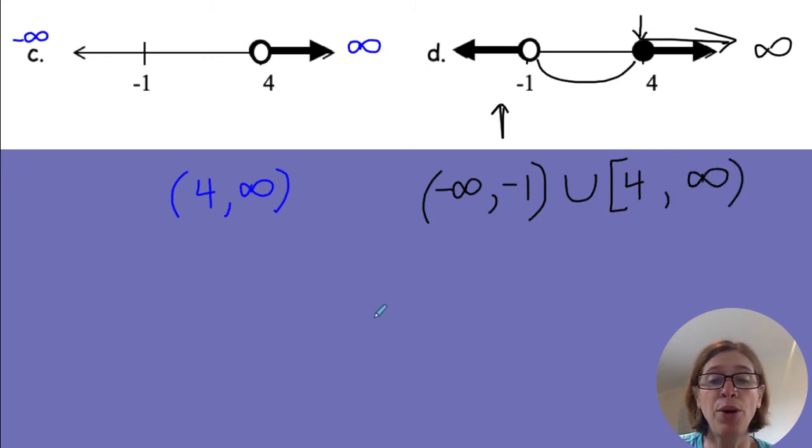Now the one we talked about yesterday, I want to review again, is all real numbers. If every single number is in the set, in interval notation, we write that as -infinity to infinity.